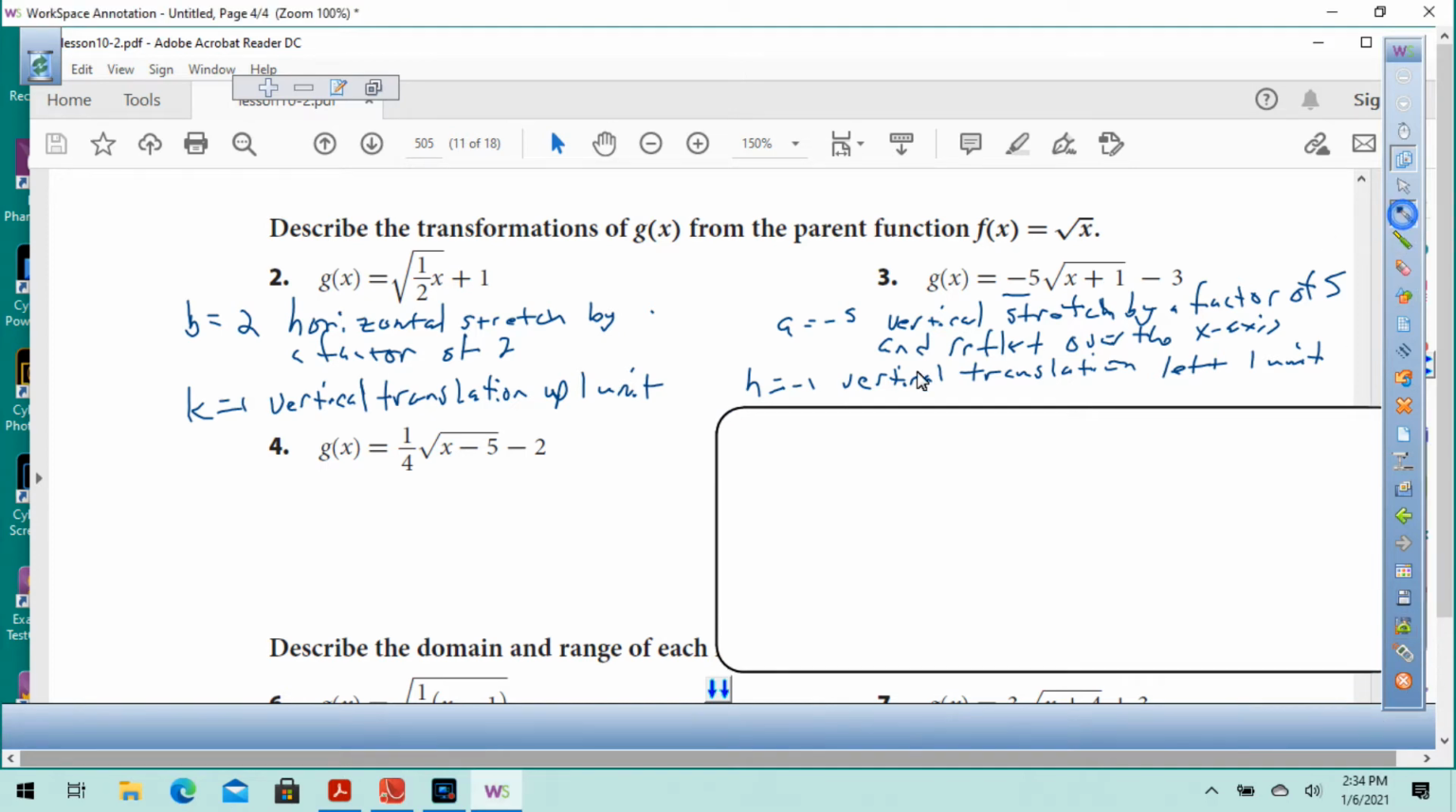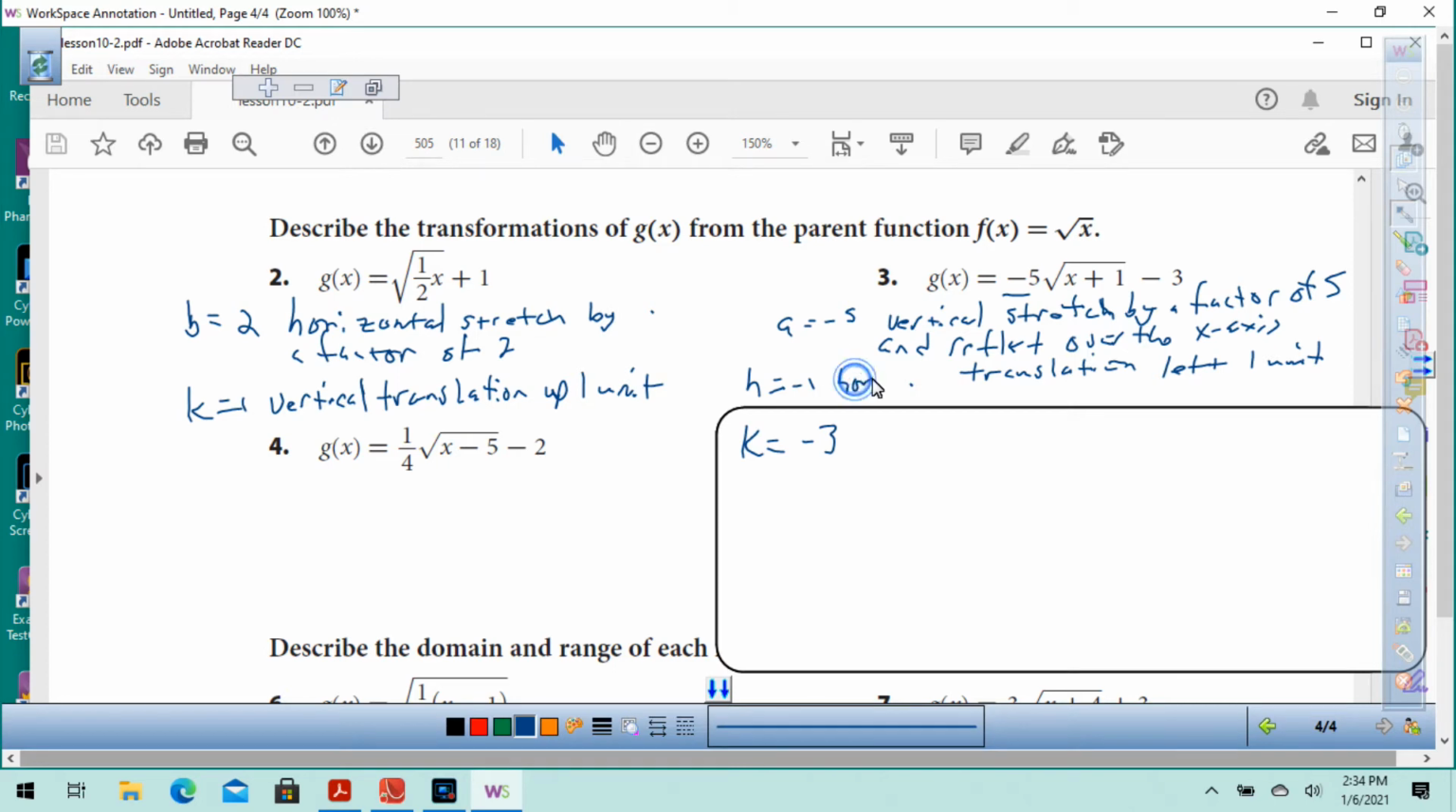And then the last thing we got is k equals -3. K equals -3. And this is going to, oh, I said a vertical translation. That should have been horizontal. Horizontal. We're going to have a vertical translation down 3 units. All right. And let's graph that and take a look at it.